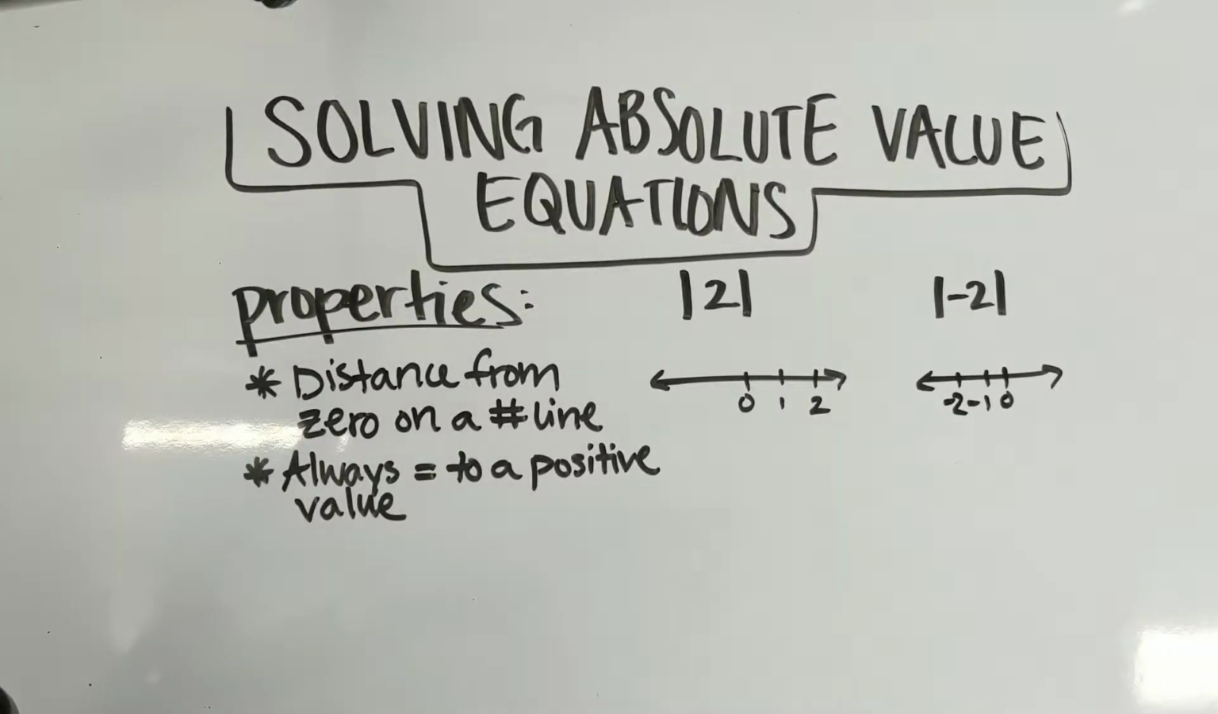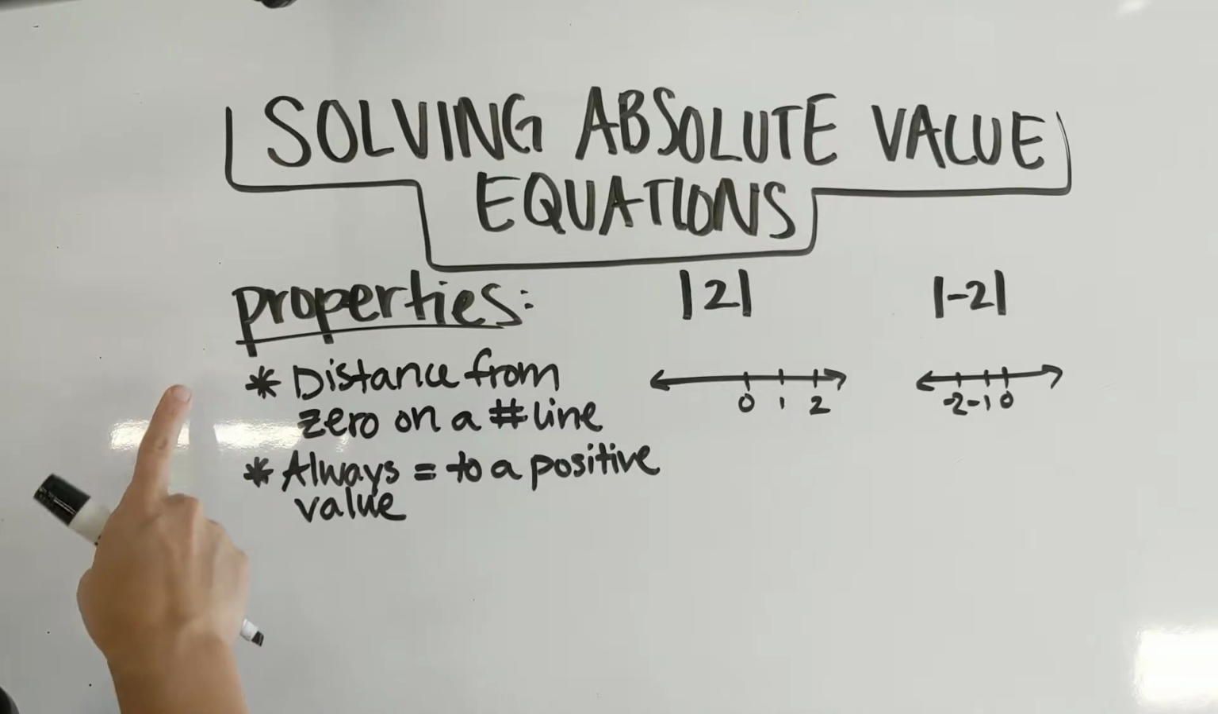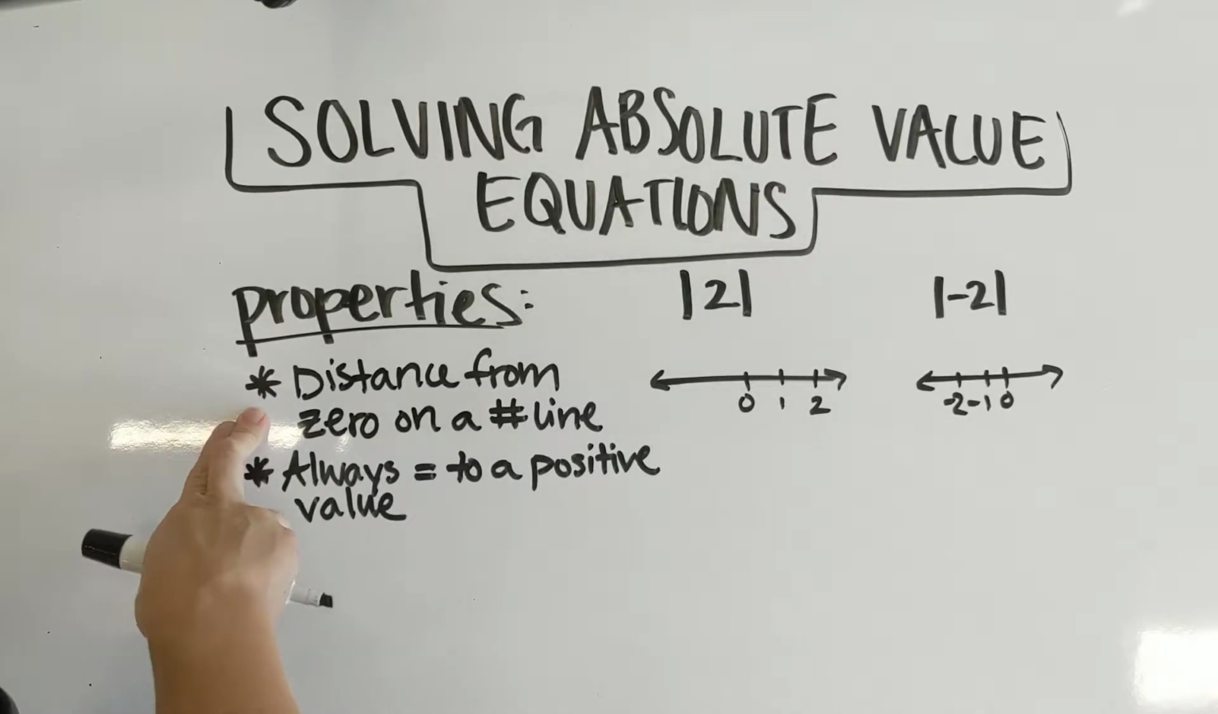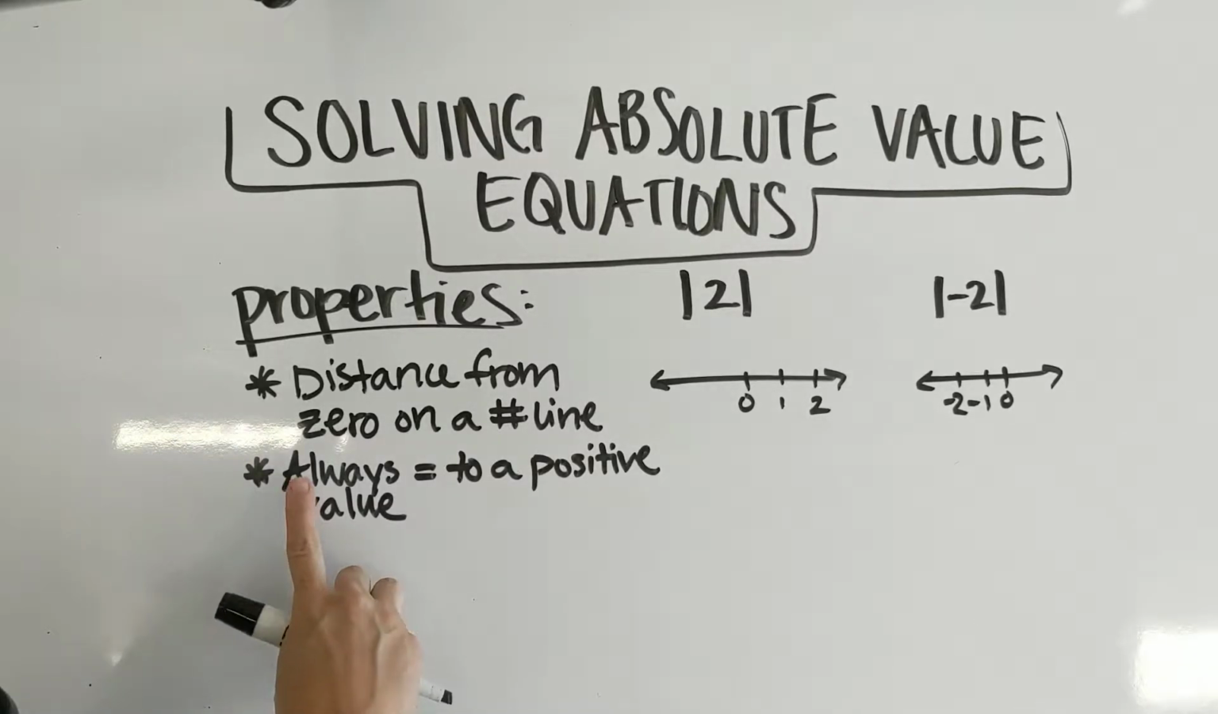In this video, we're going to talk about solving absolute value equations. Before we can really solve, we have to remember what absolute value really means. Some properties of absolute values: the definition is the distance from zero on a number line. Because we're talking about distance, we're really just talking about a positive value. So we know that an absolute value is always equal to a positive value or number.